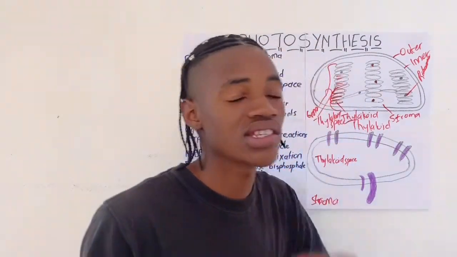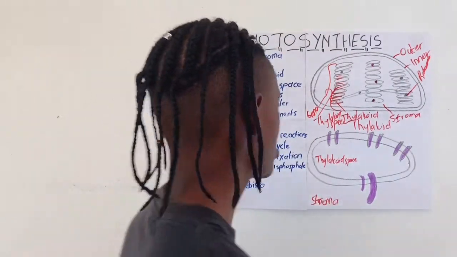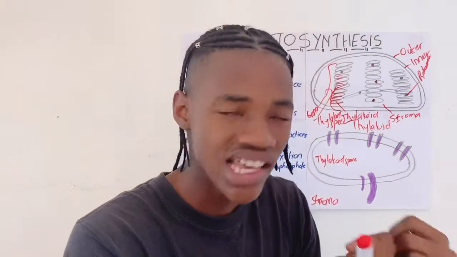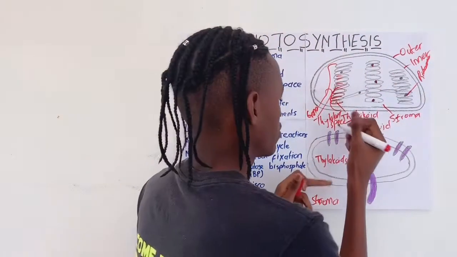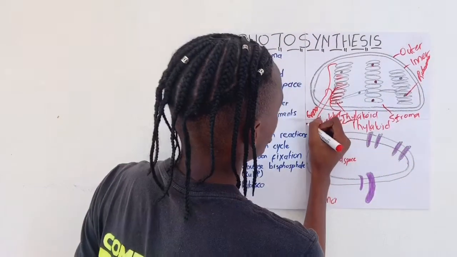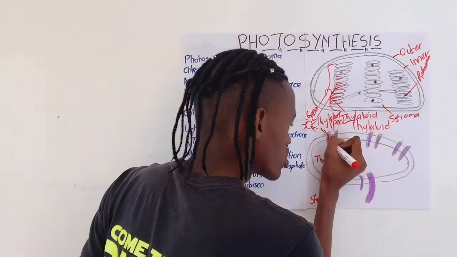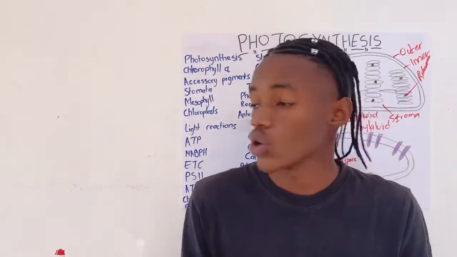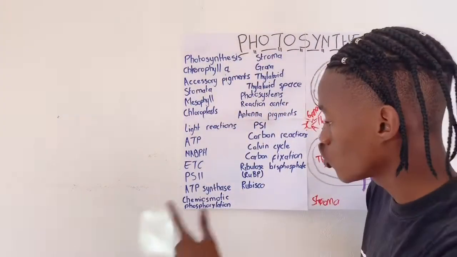In the light reactions of photosynthesis, pigment molecules, chlorophyll A and antenna pigments, capture light from the sun, and then they transport it into photosystem 2, right? Now, the reason why it starts at photosystem 2 instead of photosystem 1 is because photosystem 2 was discovered before photosystem 1. That is why we start with photosystem 2, right?